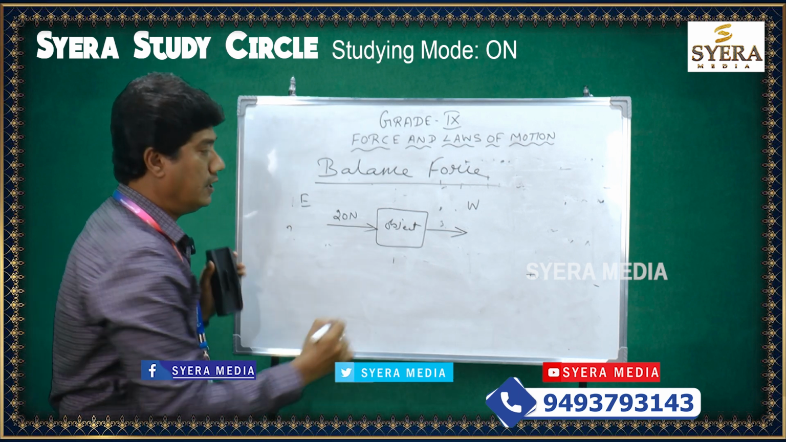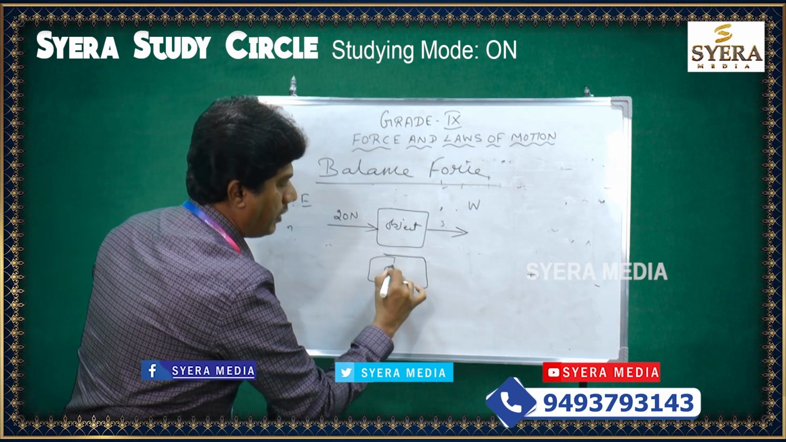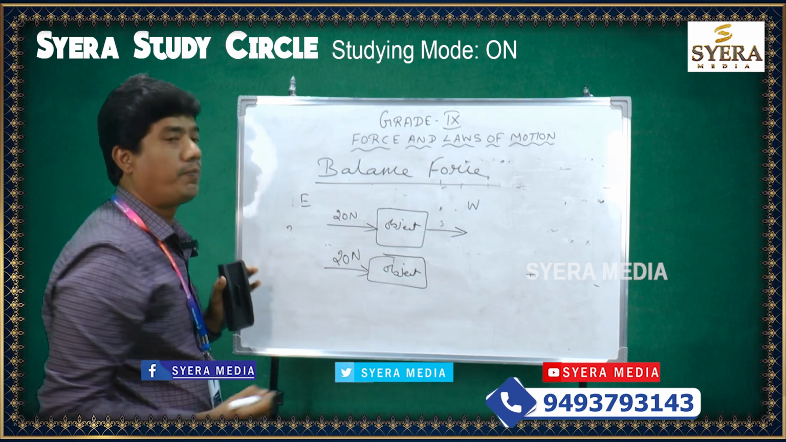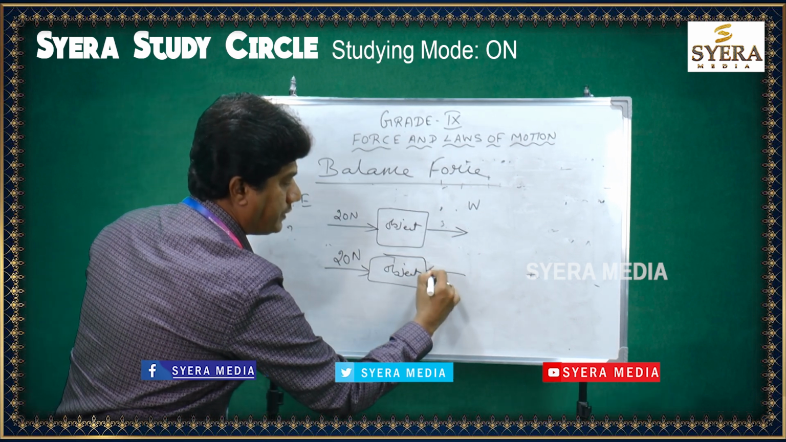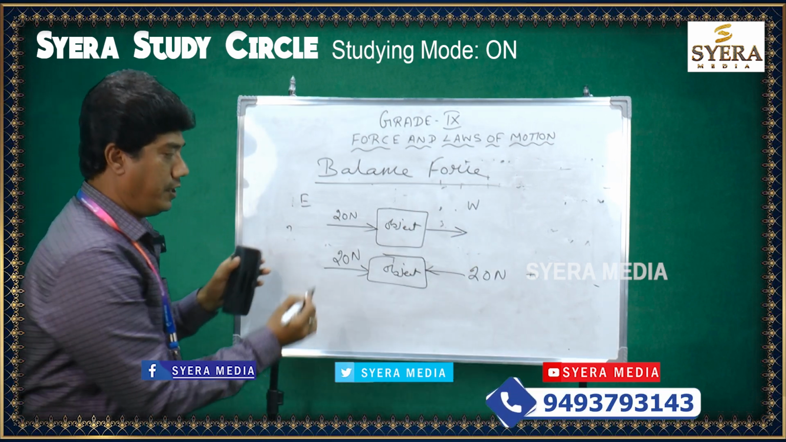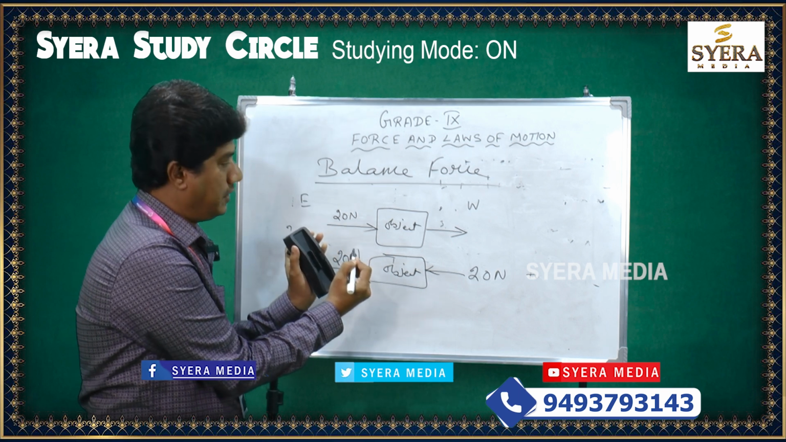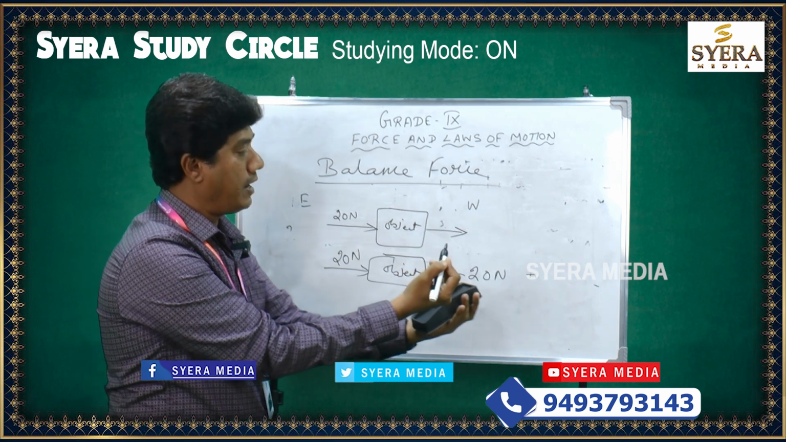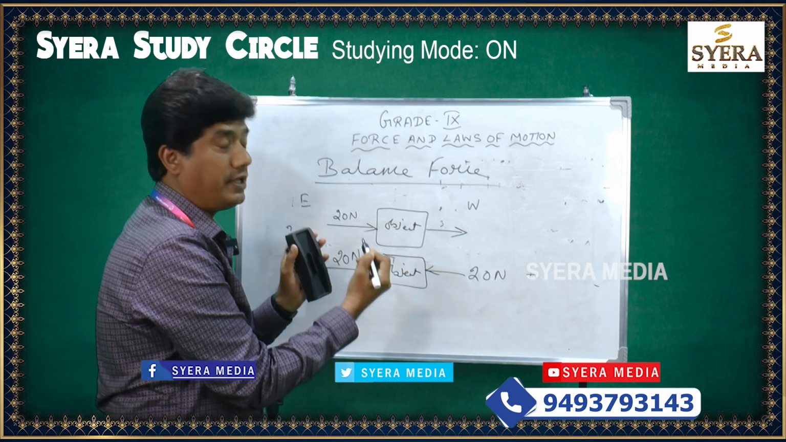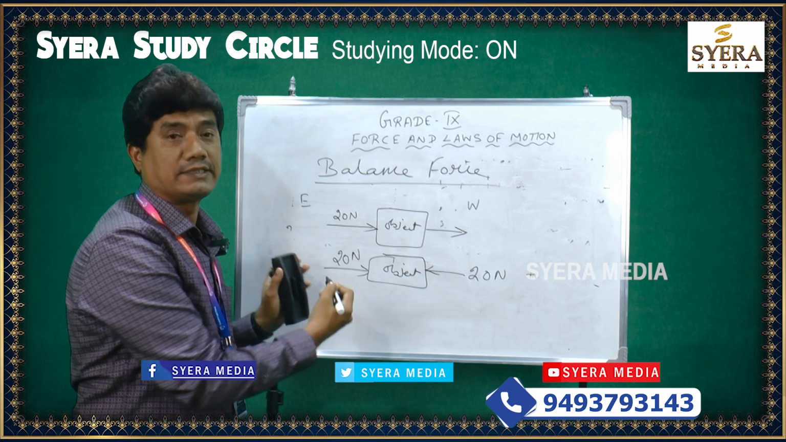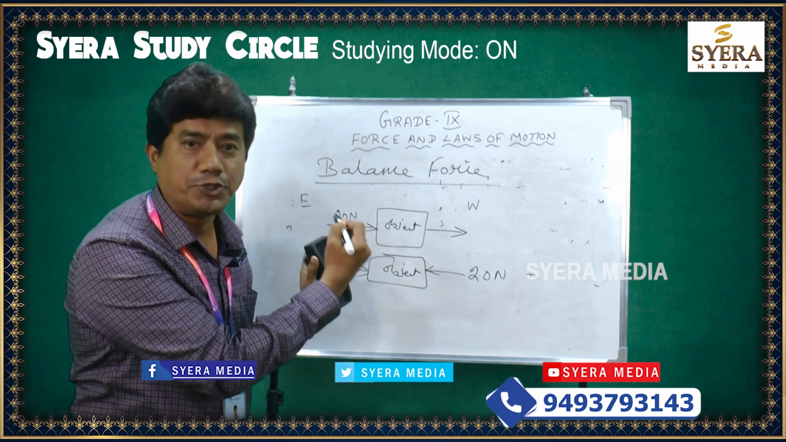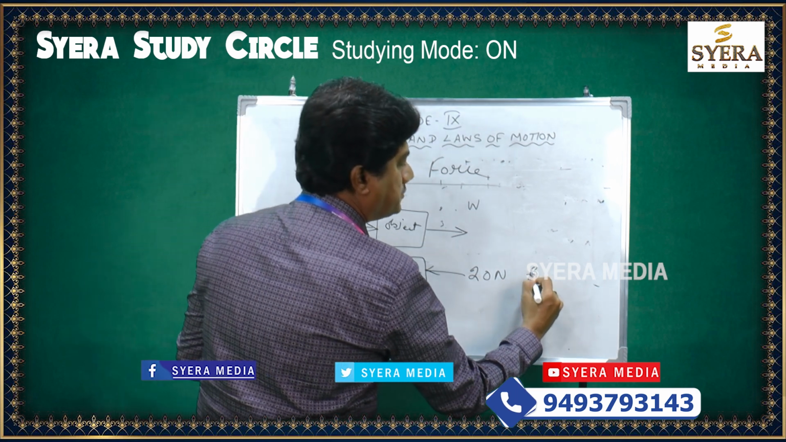Suppose I take another object. To this object I am applying 20 Newton, and from the opposite side I am also applying 20 Newton. So here what will happen? The object is pushed towards the west direction by 20 Newton, and from this side 20 Newton is applied towards the east direction. So the object will not move in the east direction or the west direction. The object stays in the same rest position, and that is nothing but balanced force.